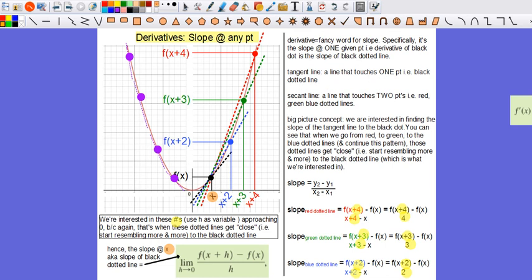Derivatives are basically slopes of tangent lines. That's it. So the slopes of the purple lines and the black line are all derivatives. The derivative of this purple dot is the slope of that purple dotted line. The derivative of this purple dot is going to be the slope of this tangent line. The derivative of this black dot would be the slope of the black tangent line.